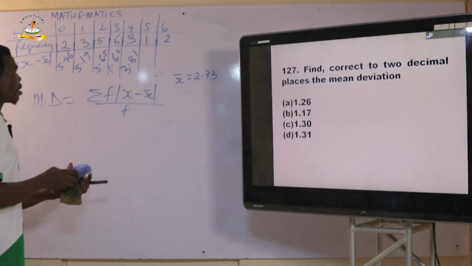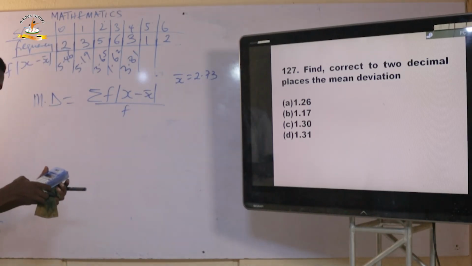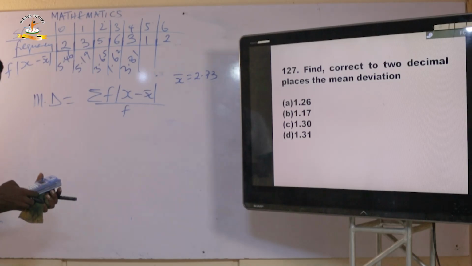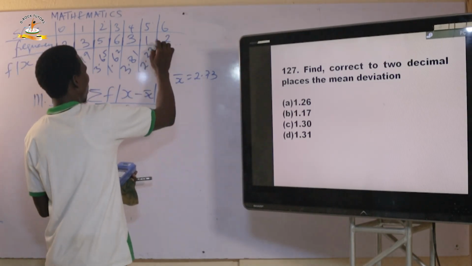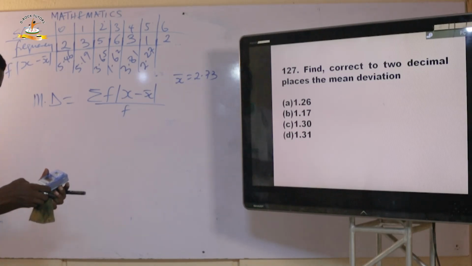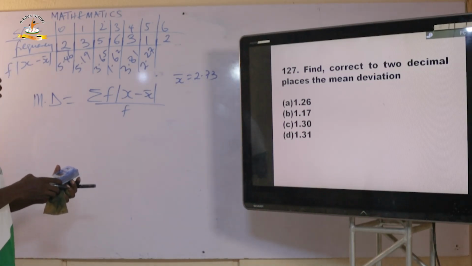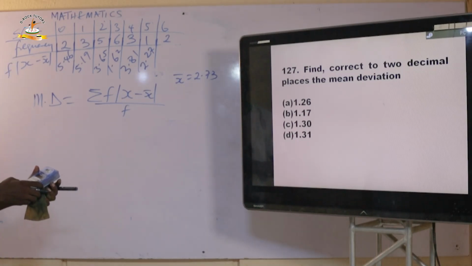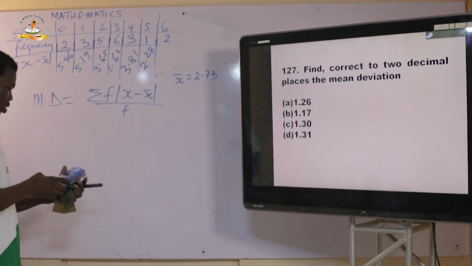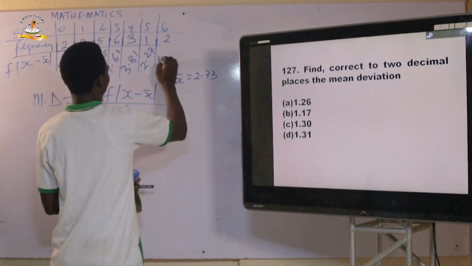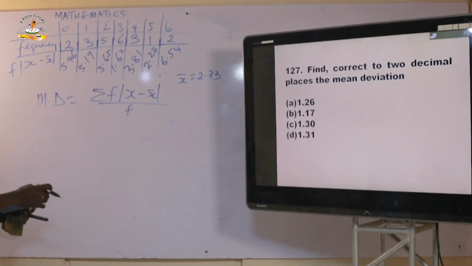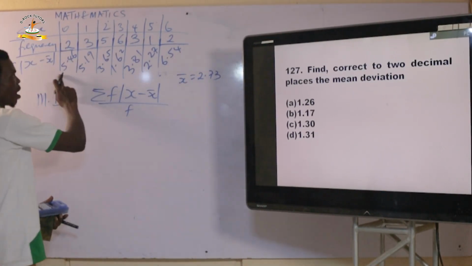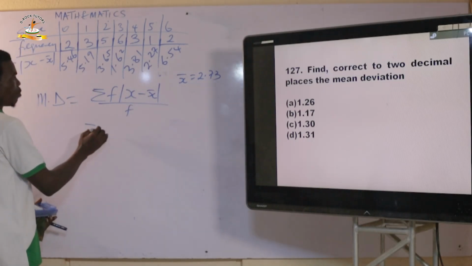3.81. Next is 5 minus 2.73, that is 2.27. Multiplied by 1 is 2.27. And what? 6 minus 2.73, and I multiply by 2, that is what? 6.54. What do I do? I add all this up. This with this added together, we're going to have what?